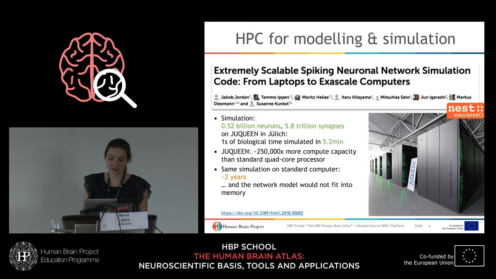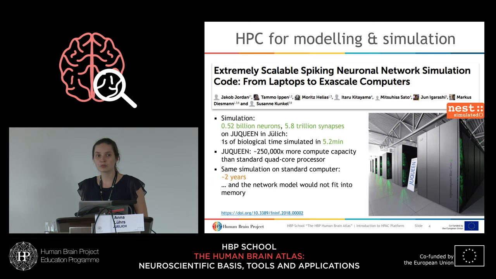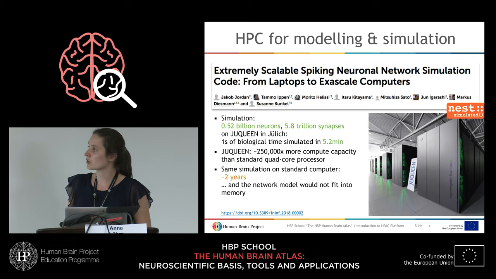So this is why neuroscientists start using supercomputers more and more, because for different areas, everything related to imaging with high resolution images, brain simulation, modeling and then simulation, for detailed simulations or for high resolution data, there is not really a way around it.